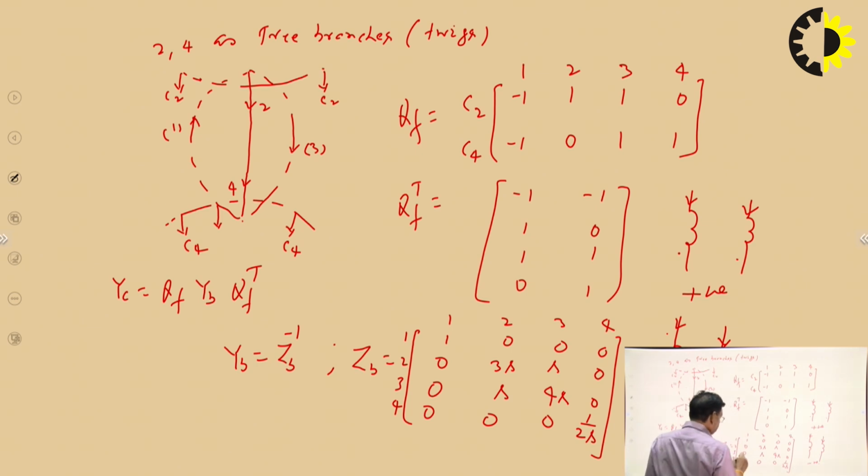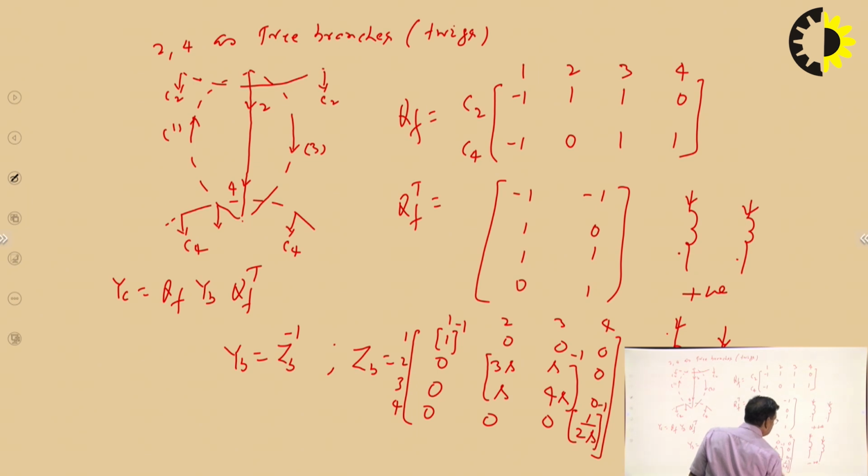So, what you have to do, you have to just invert this one. Take the inverse of this matrix. Take the inverse of this one, and this is a 2 by 2 matrix, so you have to invert this matrix, this one. Okay. And you have to invert this.